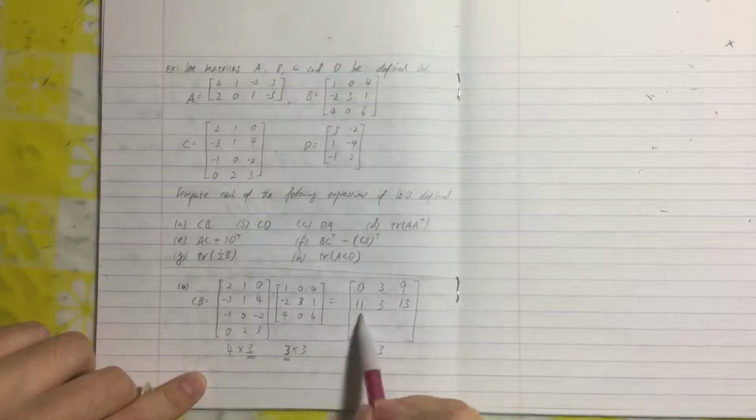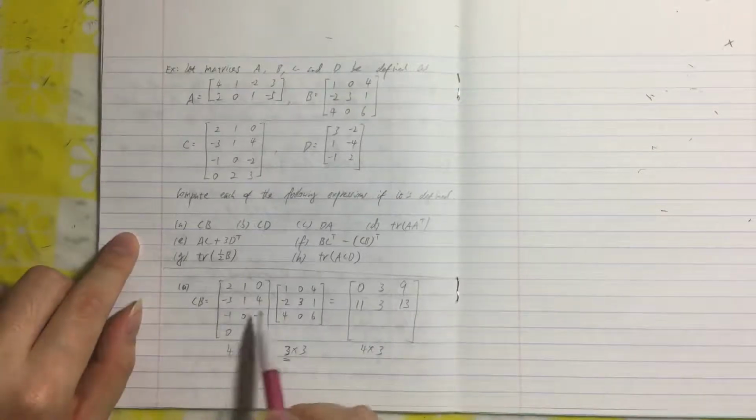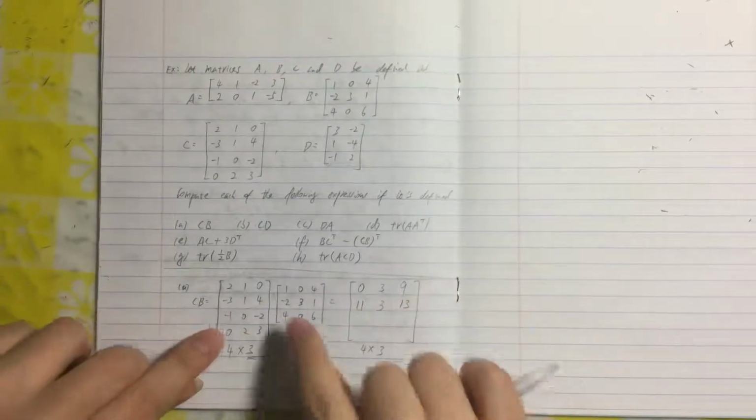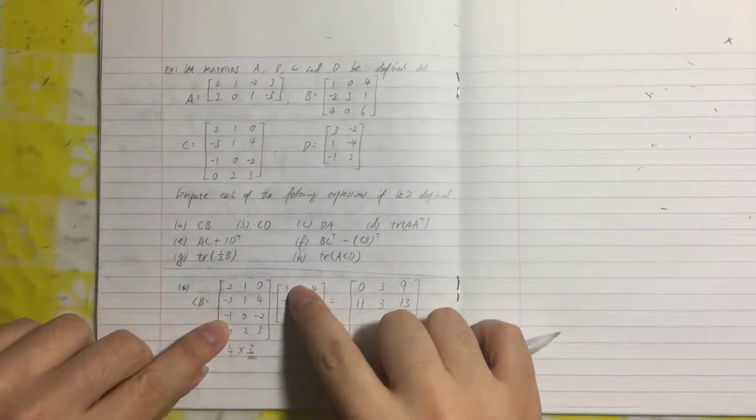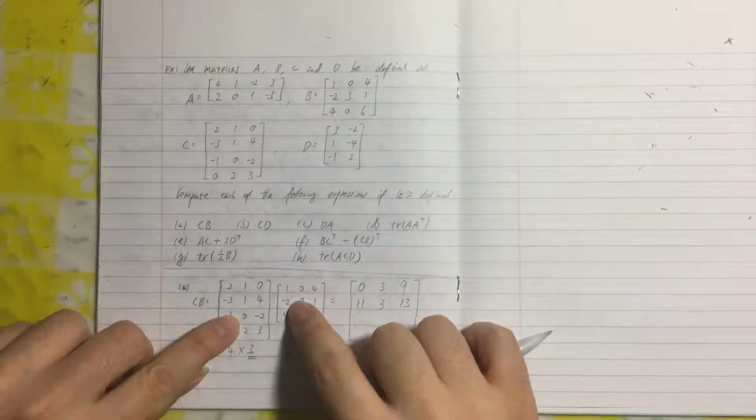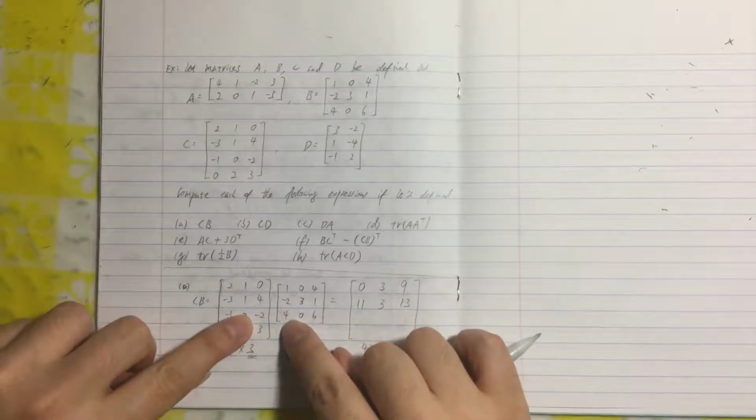Next, third row, first column. So I use the third row times first column. That's negative 1, 0. Negative 1 plus 0 is negative 1. Plus negative 8 is negative 9.